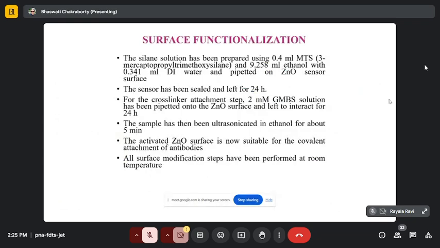Surface functionalization is a very important step in order to activate the amino groups which are present on the surface. In order to do that, first the silanization step has been done, and then we have used a cross-linker, which is GMBS, for modification of the sensing surface.